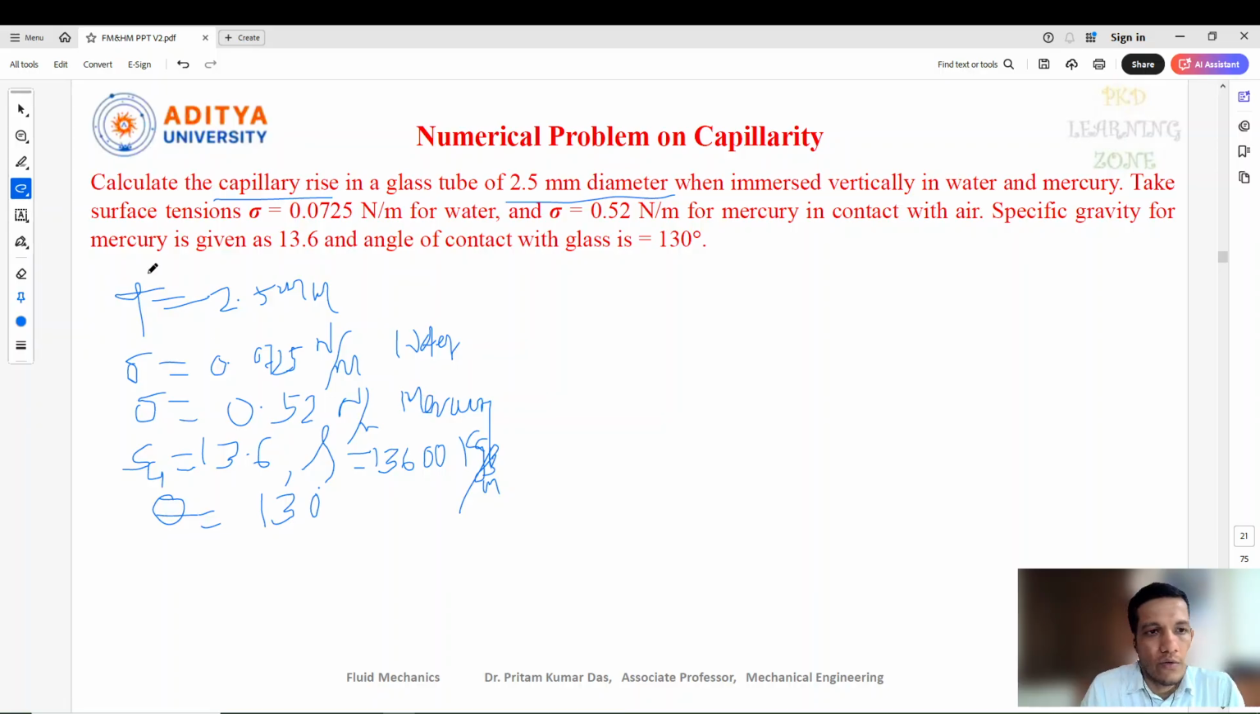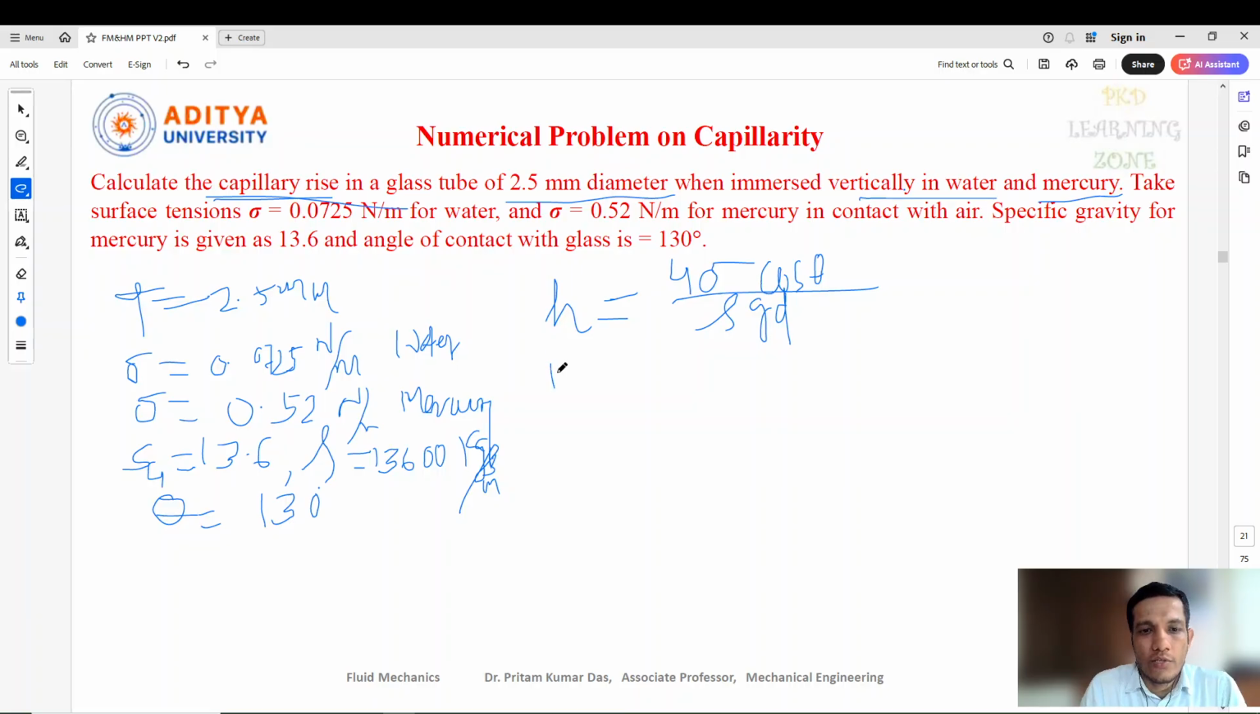So what do we need to calculate? We need to calculate the capillary rise, that means the H value. This H value we need to calculate for two conditions: one is for water, another one is for mercury. We know the formula is H equal to 4 sigma cos theta divided by rho g d. So this is the formula for both conditions.